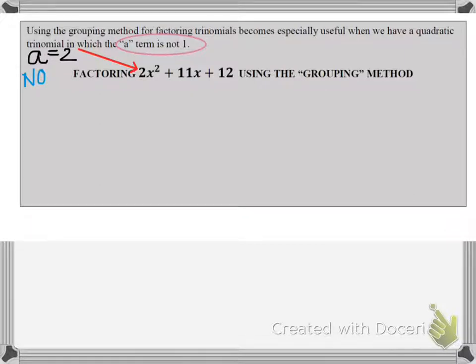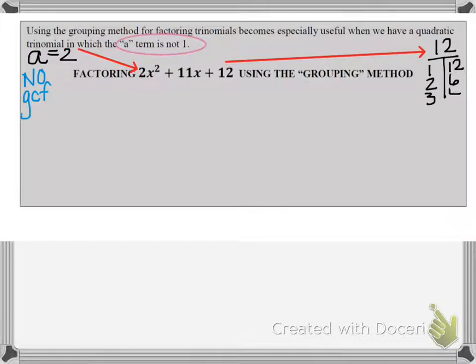But if I look at my trinomial 2x squared plus 11x plus 12, there is no GCF. 2, 11, and 12 don't have anything in common. So if I try to use my old method of factoring, I would look for factors of 12 that add up to 11. Well, in my list of factors of 12, none of them add up to 11. 1 and 12 don't work, 2 and 6 don't work, 3 and 4 don't work. So you might want to just say prime on this one, but remember we had a discussion about that. It's not always prime unless you've exhausted all possibilities.